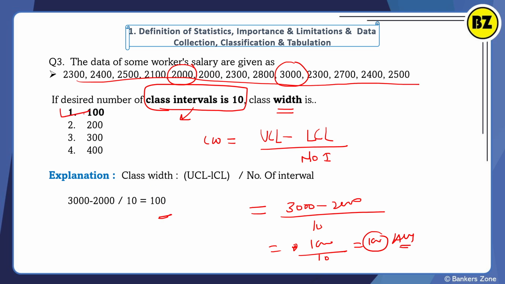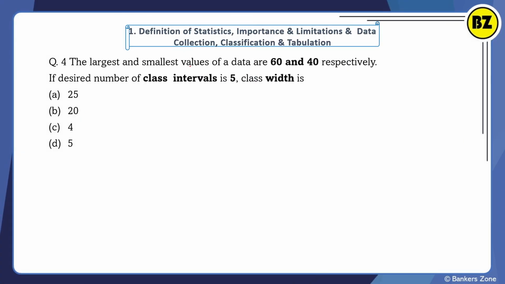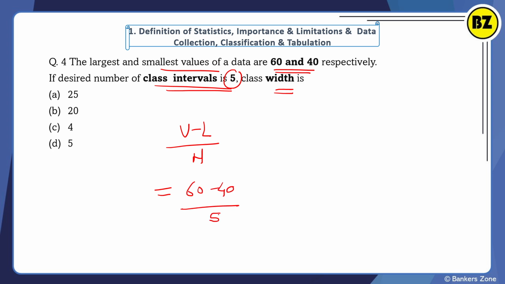Very easy, right? See, the largest and the smallest values of the data are 60 and 40 respectively. That means the upper and lower class limits are given. The desired number of class intervals is 5. We have to find the width. It's very easy: upper minus lower upon the number of class intervals. So 60 minus 40 upon 5. So it will be 20 upon 5, so the answer will be 4. So option C is correct.